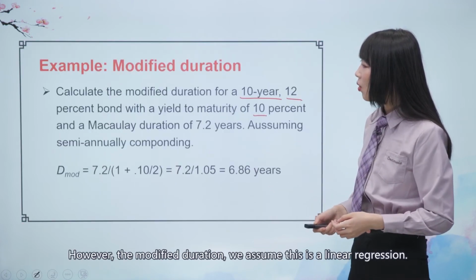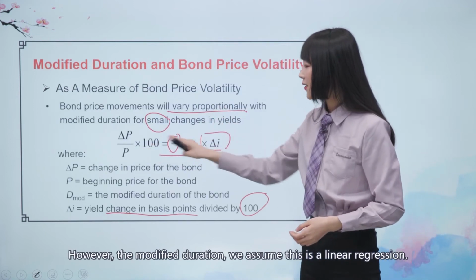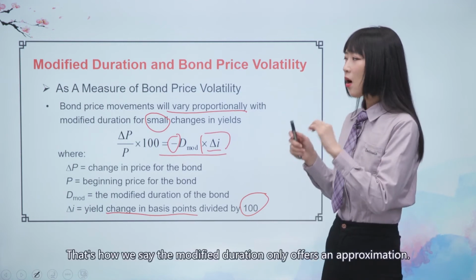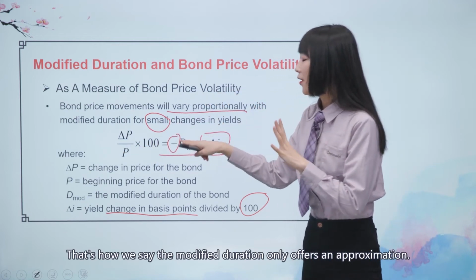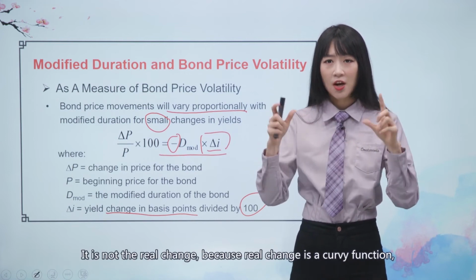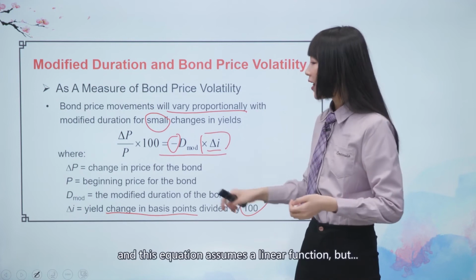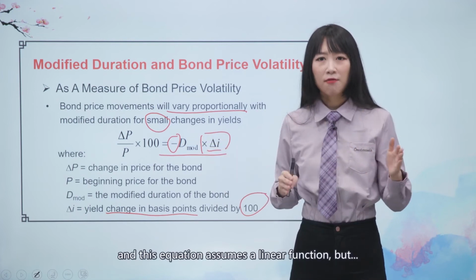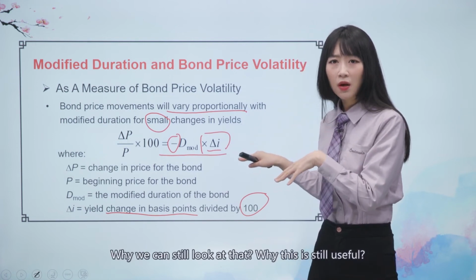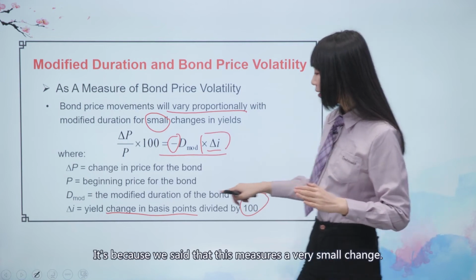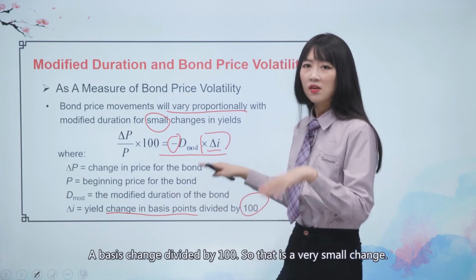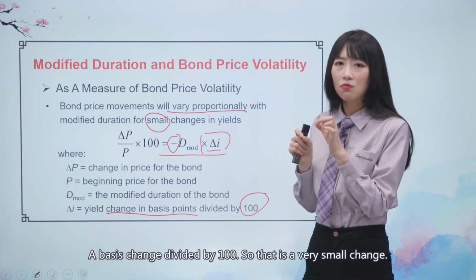However, for the modified duration, we assume a linear relationship. That's why we say the modified duration only offers an approximation. It is not the real change, because the real change is a curvy function and this equation assumes a linear function. But why this is still useful is because this measures a very small change, a basis point change divided by 100. So that is a very small change.